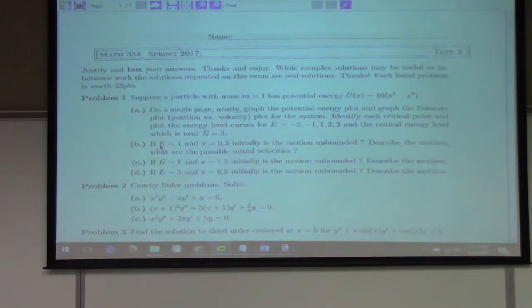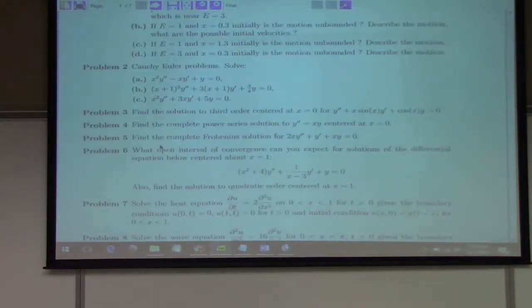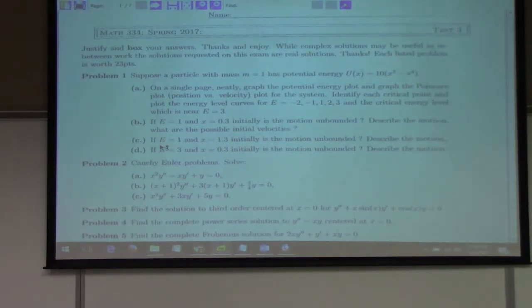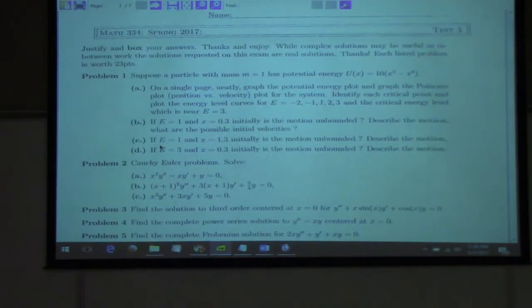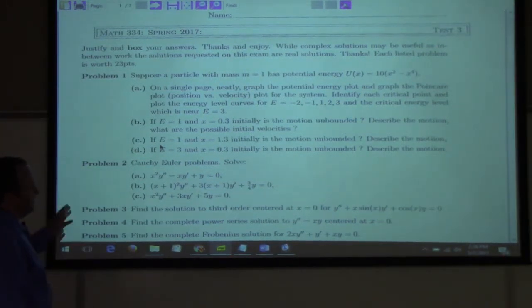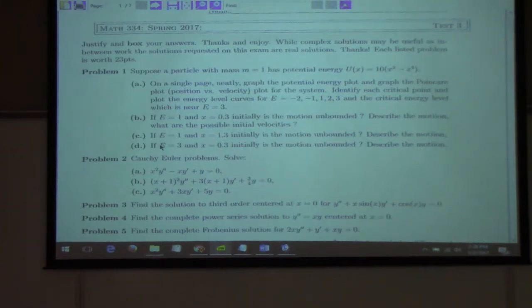Okay, so I will show you the ones I have solved. How about that? So, problem number 1: a particle of mass m, energy, this potential energy U of x equals 10 times x squared minus x to the 4th, right? And so you're supposed to make a potential energy slash velocity position graph and plot several energy levels and analyze these different motions, okay? So here's what I come up with.